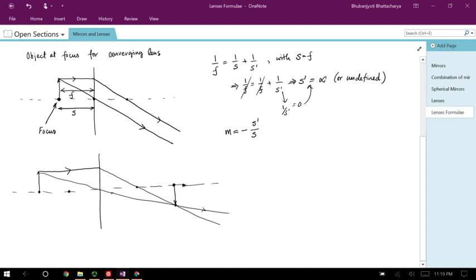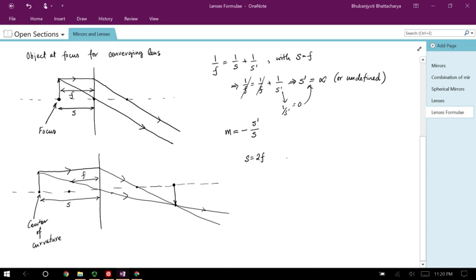Really, if you work it out properly with the math, you will see that the image also forms at the center of curvature. We'll see that in just a second. So these are my two rays of light. This is the object distance, this is the focal length F, and since this is the center of curvature, you can tell that S is equal to 2F.